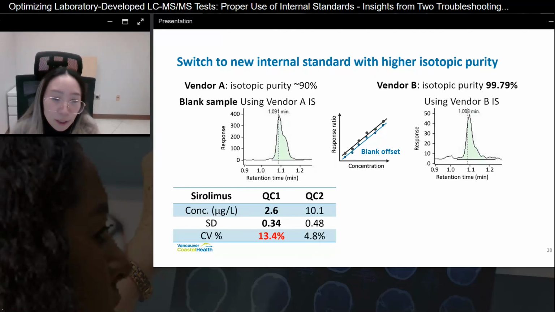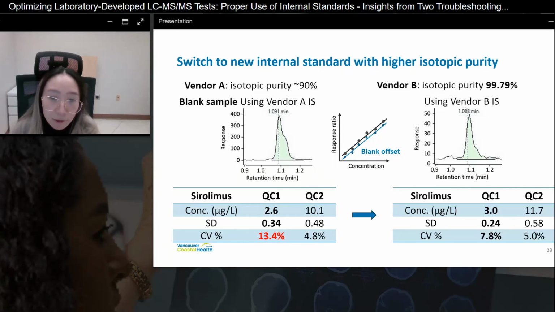To resolve this, we switched to another vendor that has an internal standard of sirolimus, and the isotopic purity is 99.79%. This gives us a 10 times smaller analyte peak in the blank, and we have better CVs at the lower range.